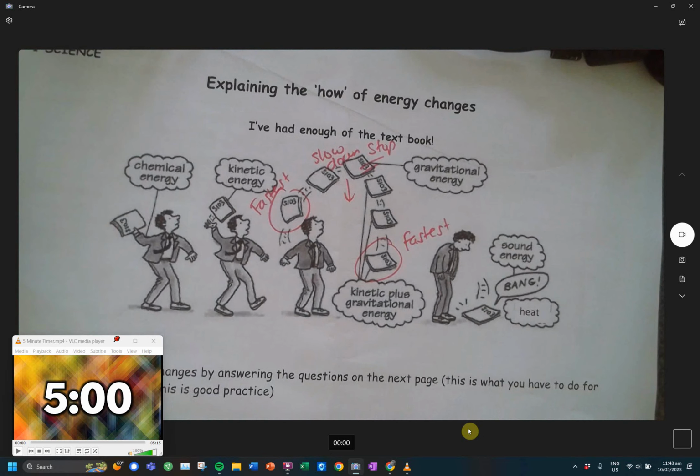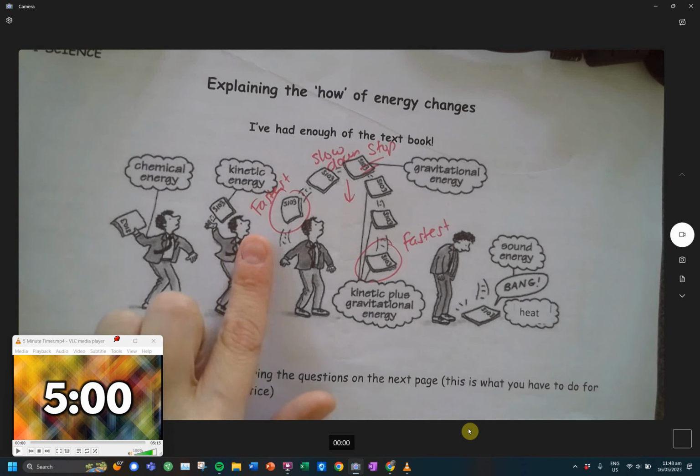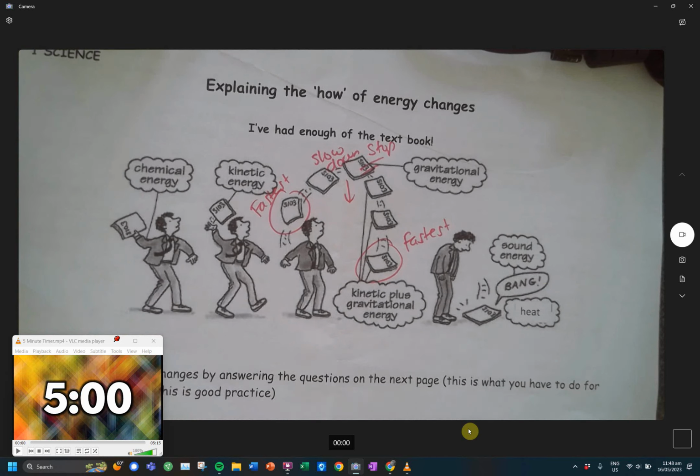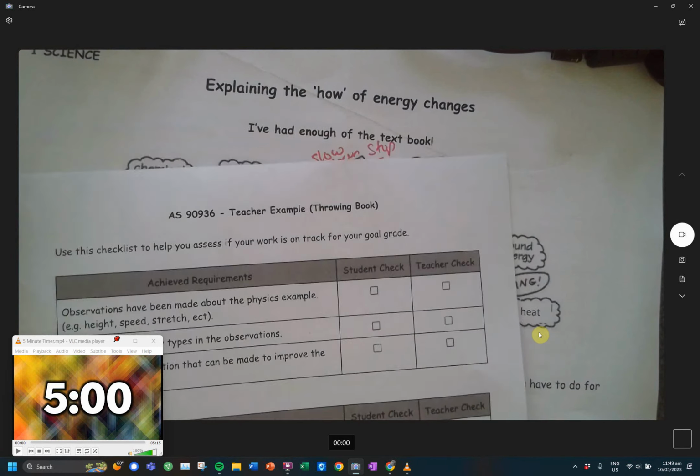Why is it chemical energy? Where do we get our energy from? Because we need the muscles to be able to move. Where do the muscles get the energy from? Food. Our food. Yeah. So energy is not created or destroyed, it's just transformed. So I can only have the kinetic energy because I've eaten some food earlier. Yeah. And then sound and heat energy at the end. We'll talk about that.